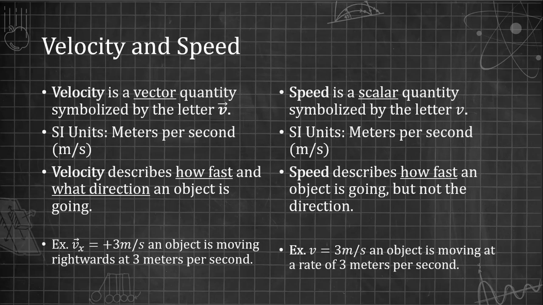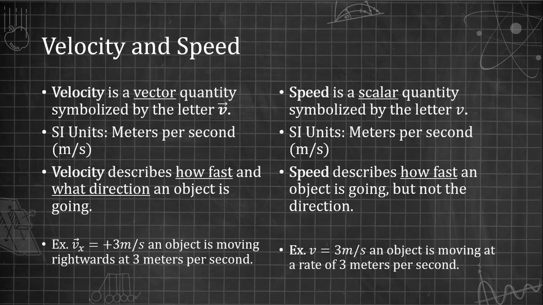So now getting into the difference between velocity and speed, and introducing both of these terms. They sound similar, and in our everyday life we probably use them interchangeably, but in physics they are quite different. Velocity is a vector quantity for one, and speed is a scalar. So velocity has magnitude and direction, scalar only has magnitude. They have the same SI units, measured in meters per second.